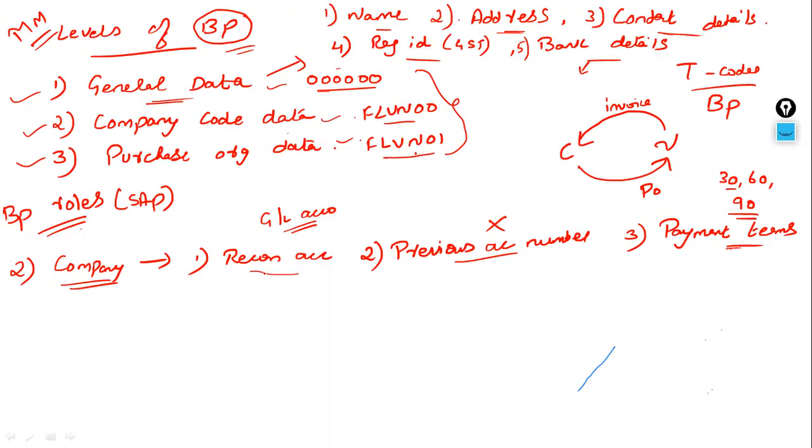Okay, this is an important point, and this is also an important point coming to the company code data. And one more important point is check double invoice. What is this check double invoice?